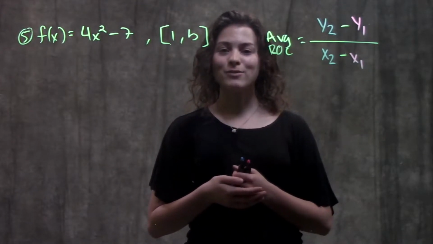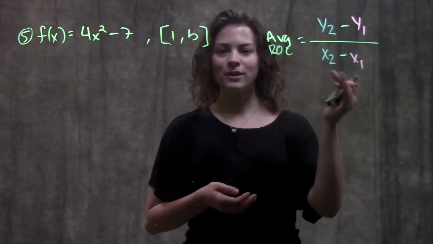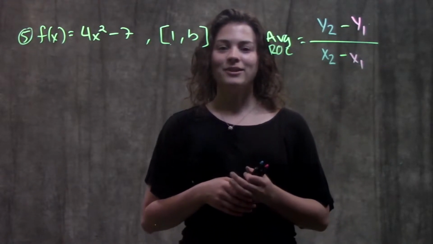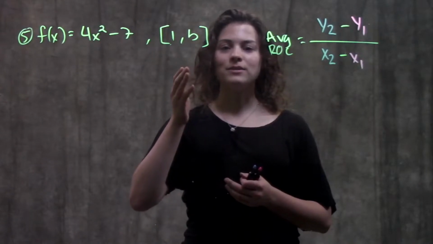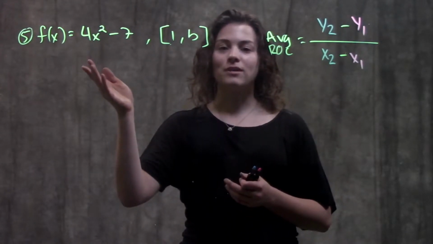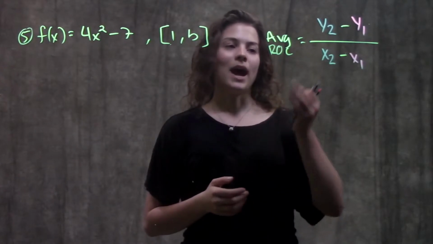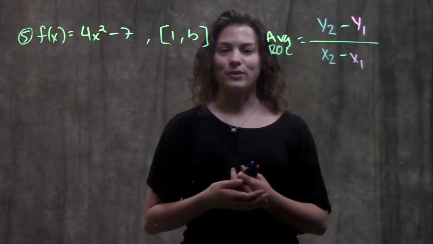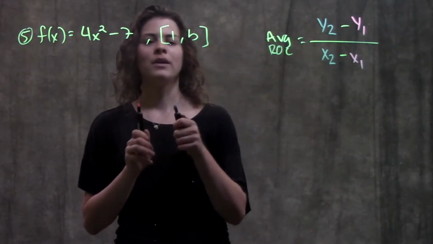So if you remember, average rate of change is just the difference in the y's over the difference in the x's. So in this problem, they're giving us two x values. So we'll need to plug these values into our function to get our y values, and then just use this formula to find our average rate of change. So let's go ahead and start.